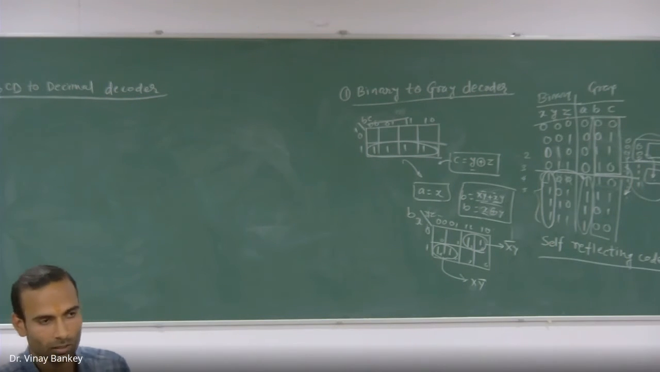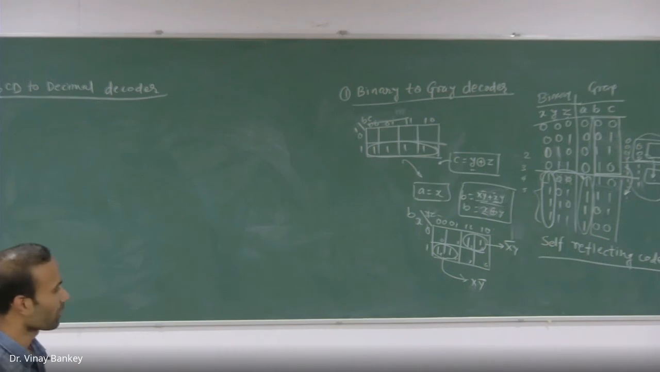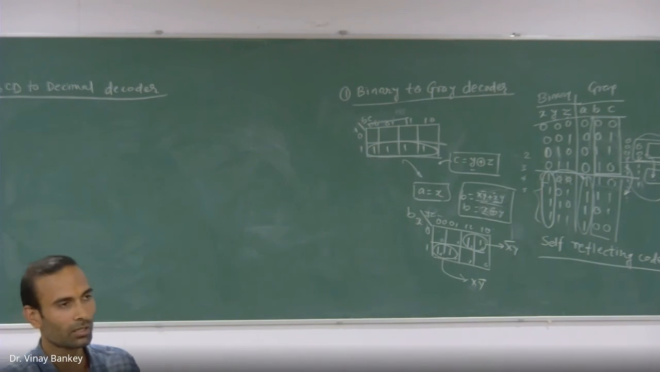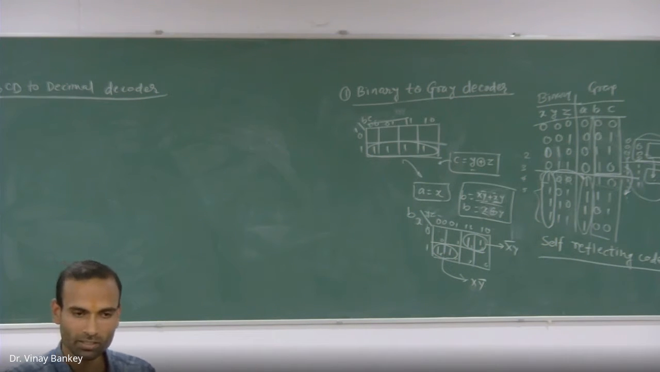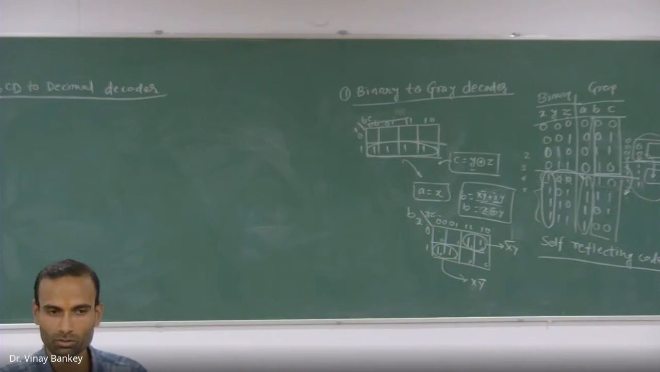Correct. So actually, what is the problem in your syllabus? They have written binary to gray decoder. That is a problem actually; I think that is the mistake. It should be binary to gray code converter. Here you have binary code and you are converting it into the gray code. So this is the binary to gray code converter.